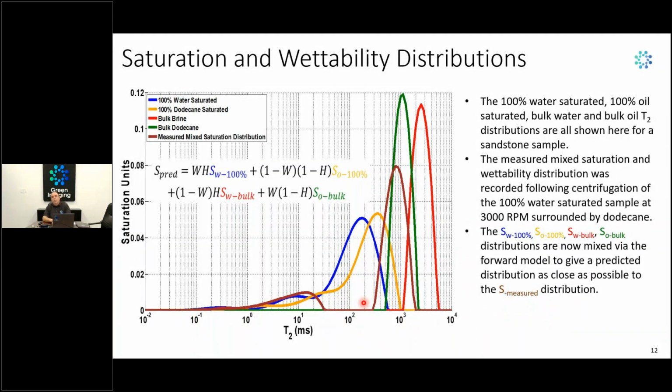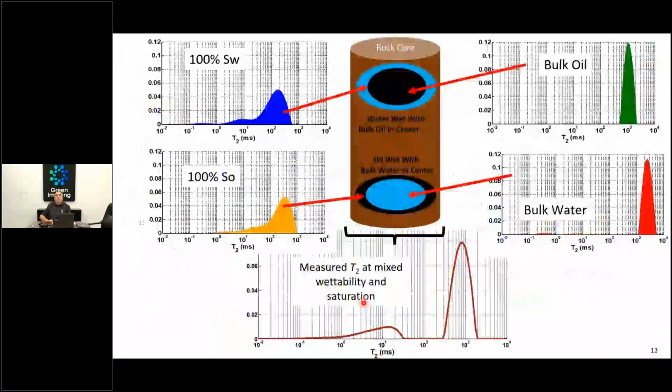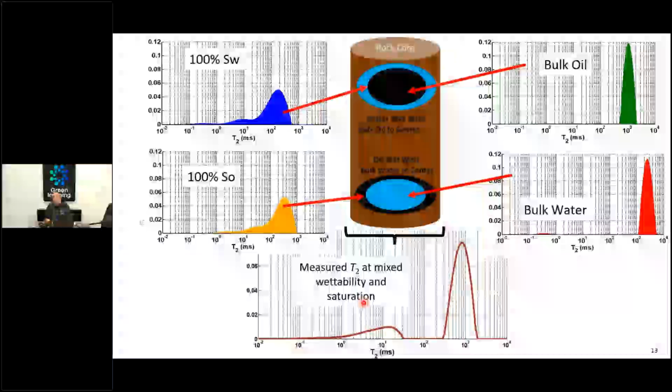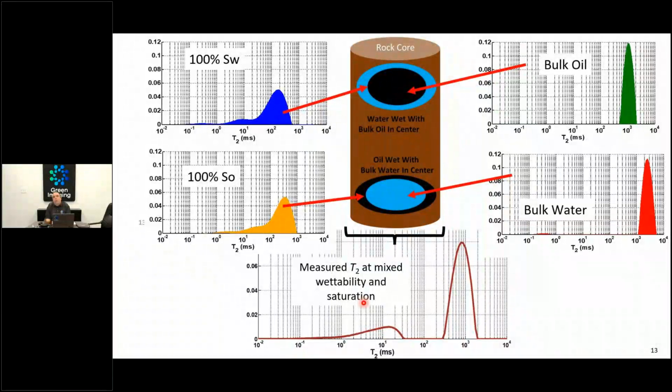So here, this hopefully will become even more clear now. Going back to what I said about how the model works, I said it has 4 different fluids in the model. As I said, there are water wet pores and oil wet pores. So the water wet pores, where there's water on the surface of the pore, the T2 distribution should look like the 100% SW T2 distribution. And in the center of that pore, if I have oil, it should look like the bulk oil T2 distribution.